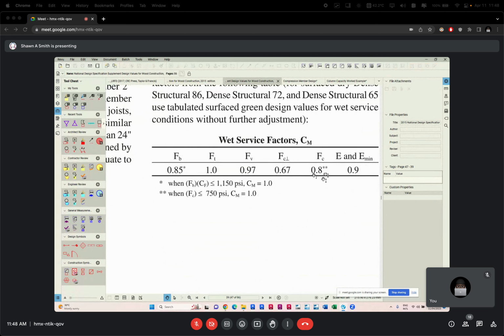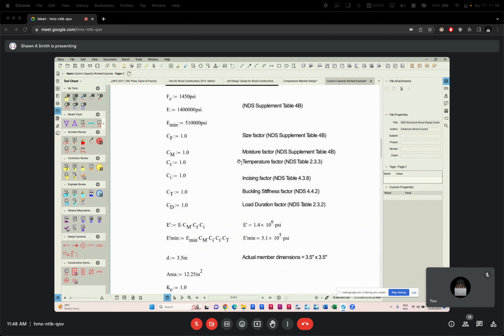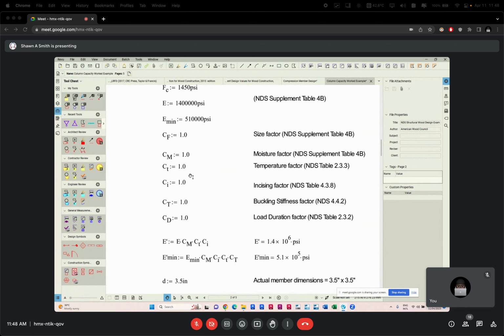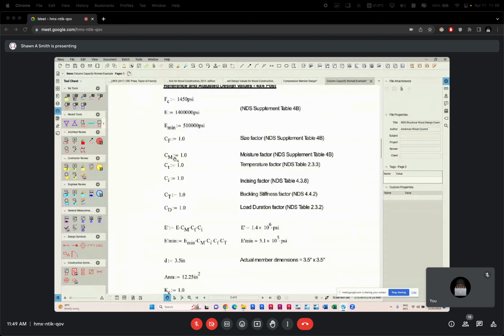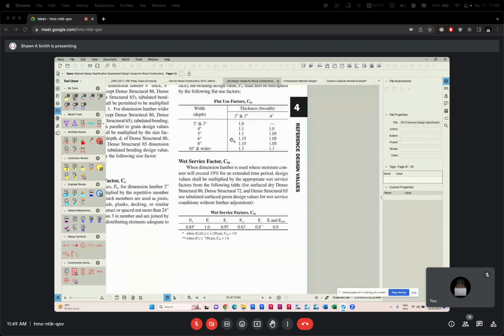Do you agree with me, right? It should be 0.8. Yes, sir. Based on this, it should be 0.8. It should be 0.8, but they're using 1. I don't know what the reason is, but they're using 1. For temperature, CT equals 1. They are making everything 1. Let's look and see what the temperature factor says.